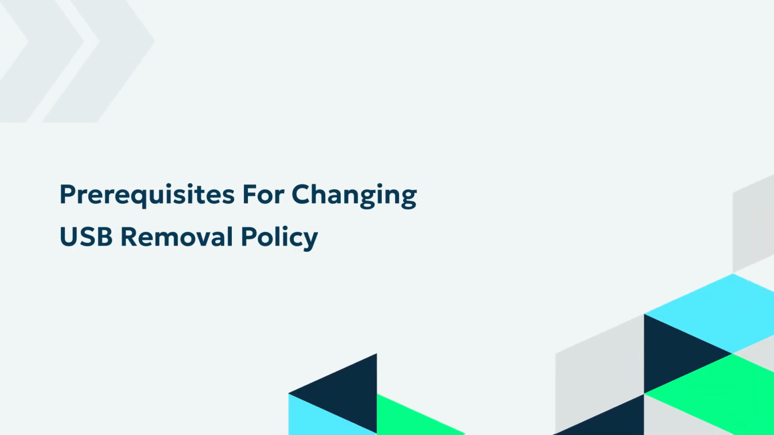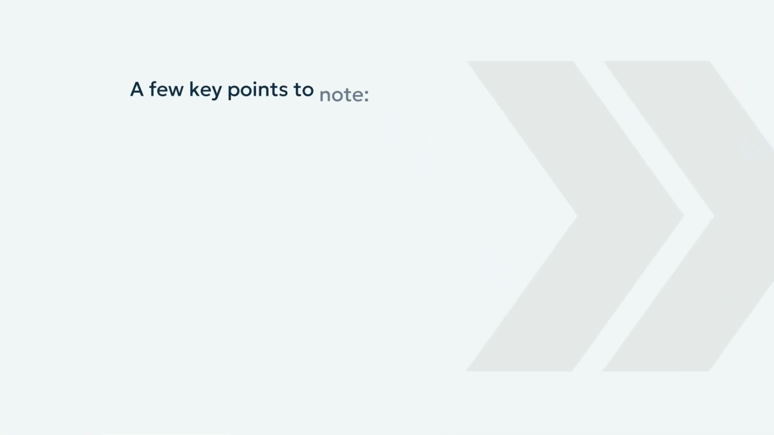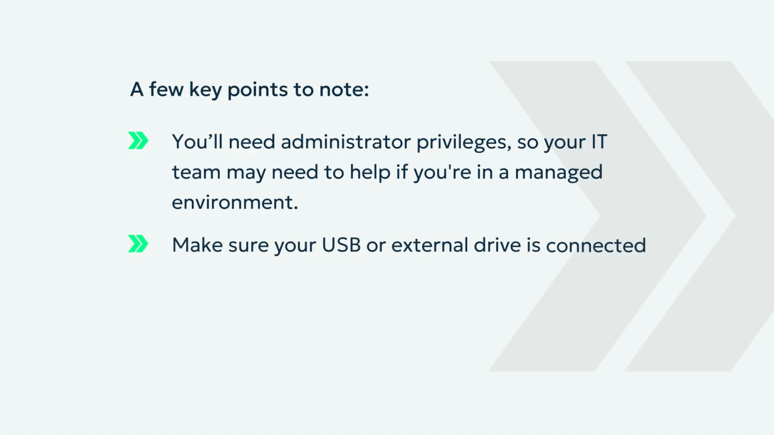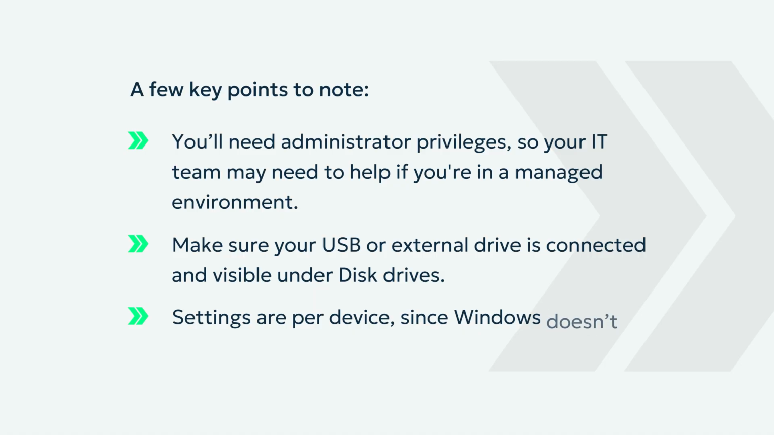Like this. Prerequisites for changing USB removal policy. Before we begin, here are a few key points to note. You'll need administrator privileges, so if you're in a managed environment, your IT team may need to assist you with this. Ensure your USB or external drive is connected and appears under disk drives. Otherwise, you won't see the option. And finally, keep in mind that these changes apply per device. There's no native global setting yet, so each USB or external drive must be configured individually.